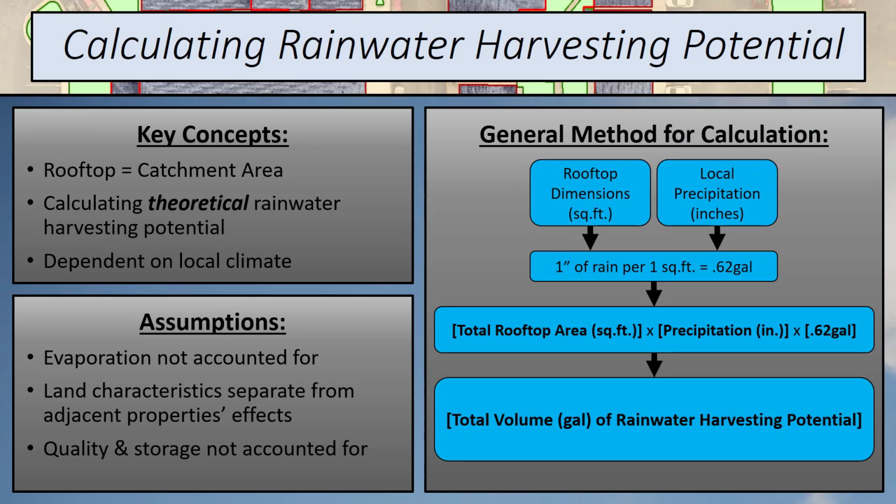Now that we have addressed some assumptions and concepts, we can take a look at the general method for calculating the potential. This method follows a very simplistic mathematical formula that only requires the rooftop dimensions and the local precipitation trends. Since we know that for every 1 inch of rain that falls over 1 square foot of land, 0.62 gallons of water are generated, we can use this to determine the total volume in gallons that our property would be able to theoretically harvest.